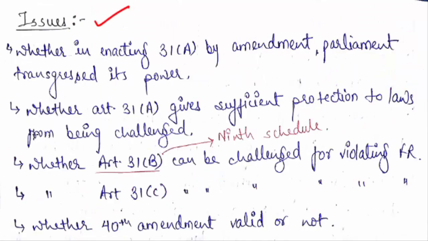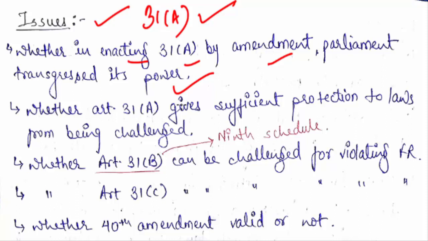Now moving to the issues. Since Article 31A is deleted, the petitioner cannot question whether Article 31A is damaging or violating fundamental rights or any such thing, because it is not in the Constitution now, right? It is deleted. So the issue is whether, in enacting Article 31A by amendment, Parliament transgressed its power. So you can see the difference in what is happening here. We are not asking whether 31A is okay or not, whether 31A is violating fundamental rights or the basic structure. We are asking whether Parliament transgressed its power.